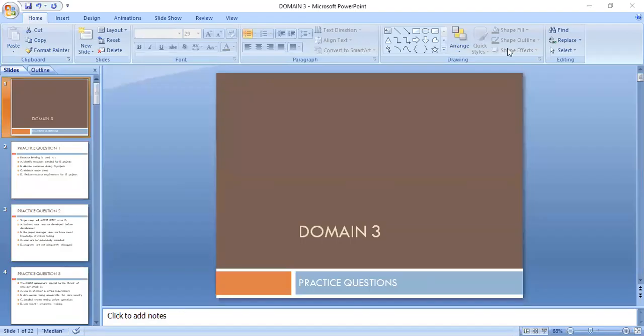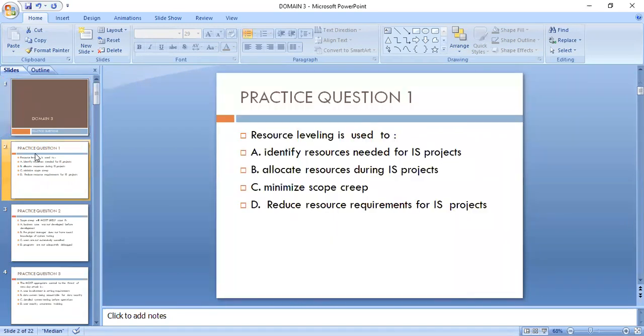We want to look at the practice questions. So we start with question one of CISA Domain 3. The first question says resource leveling is used to A.